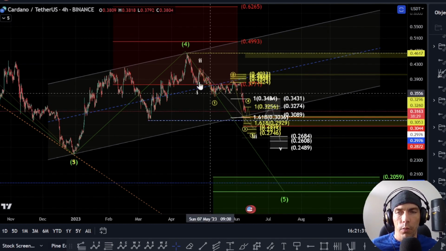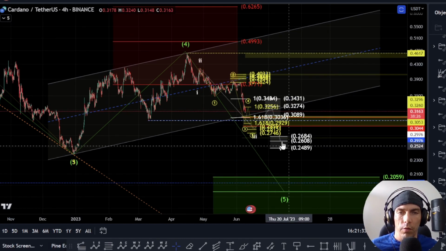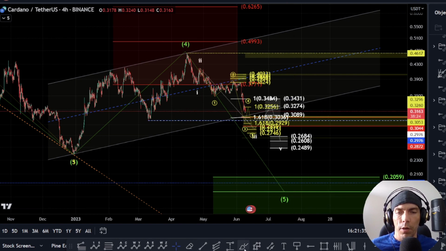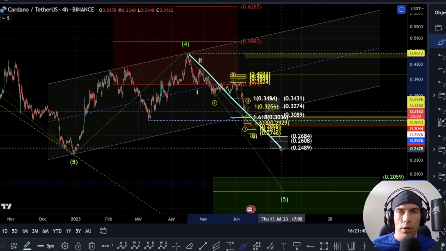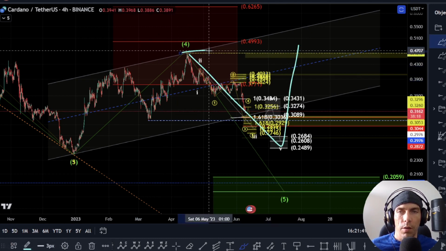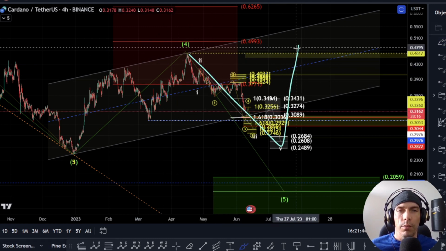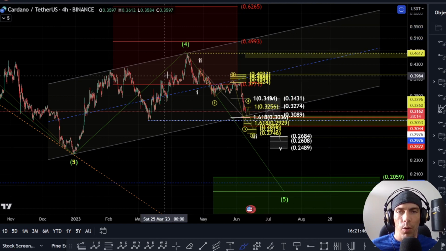Now if we do actually form a bigger 5-wave move down into these lower levels here, what we'd have to be cautious of is, first off, whether we have a truncation. If this is truncated, what this could mean is we actually see a pushback above this wave 4 in a 5-wave move and look to reverse in a bigger way.